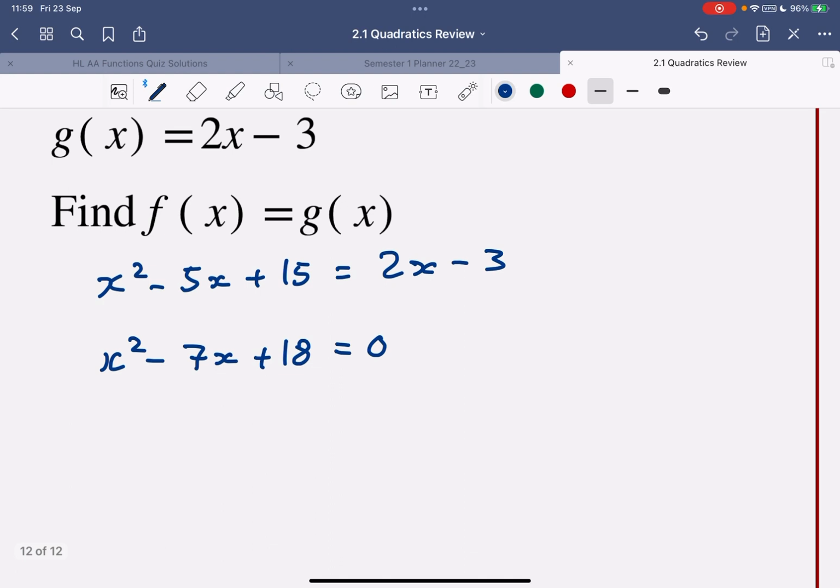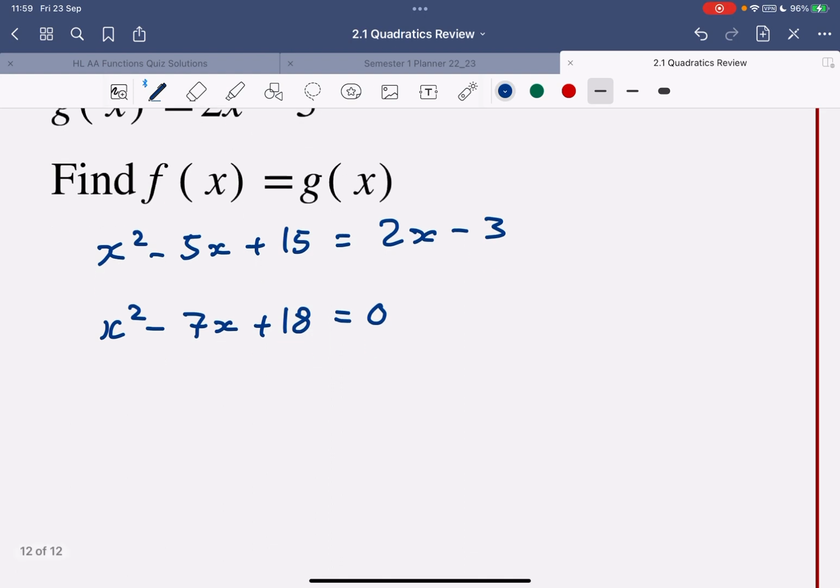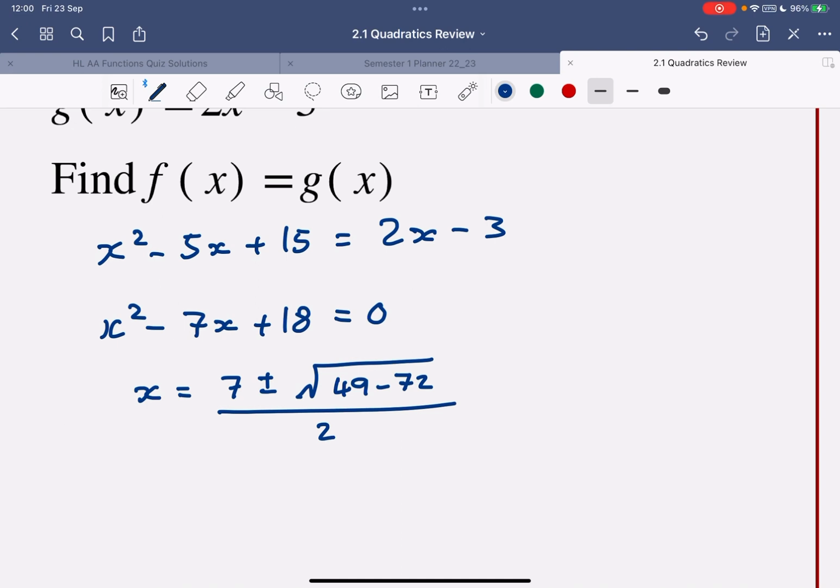Now I've tried this one before and I can't factorize it. So if I can't factorize it, probably the next best thing to do, if I haven't got a calculator, is to use the quadratic formula. So that's going to give me minus b plus or minus the square root of b squared minus 4ac. So 4 times 18, which I think is 72. And that all gets divided by 2a.